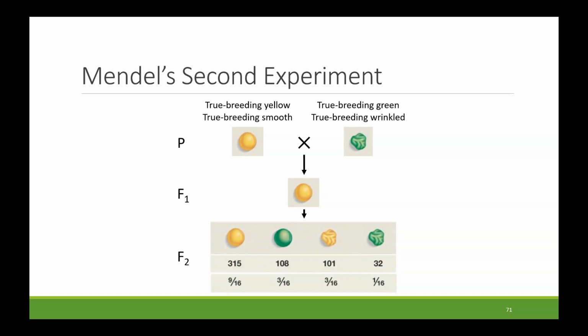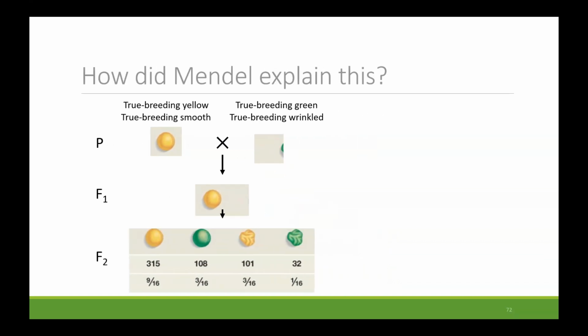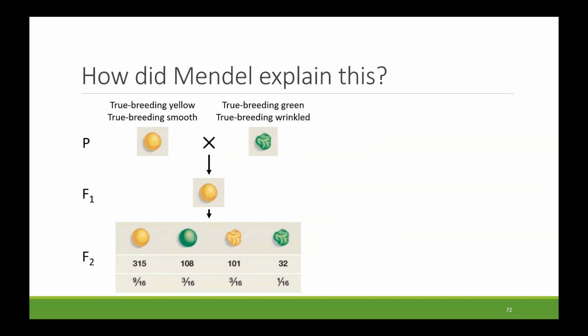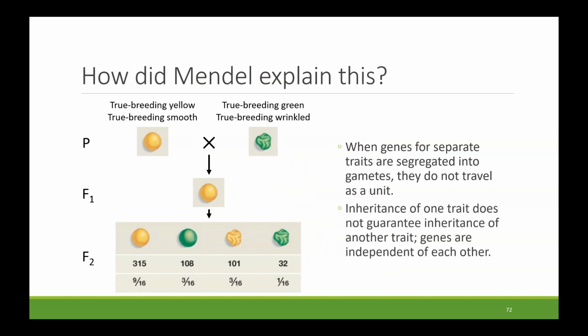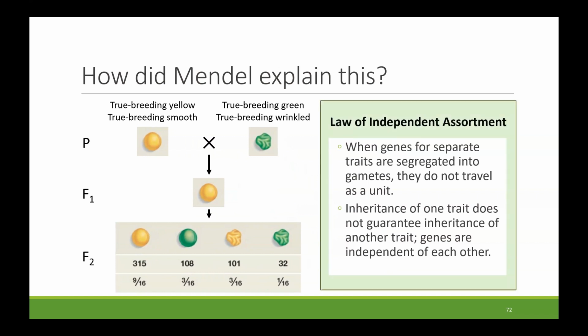And he repeatedly saw these very specific numbers. And this led him to propose his last hypothesis for explaining this phenomenon. He proposed that when genes for separate traits are segregated into gametes, they do not travel as a unit. So this means that the inheritance of one trait does not guarantee the inheritance of another trait. Genes for separate traits, like color and texture, they're independent of each other. So that's how you end up with the traits mixing and matching in the F2 generation. Today, these explanations have been formalized under the title of Mendel's law of independent assortment.